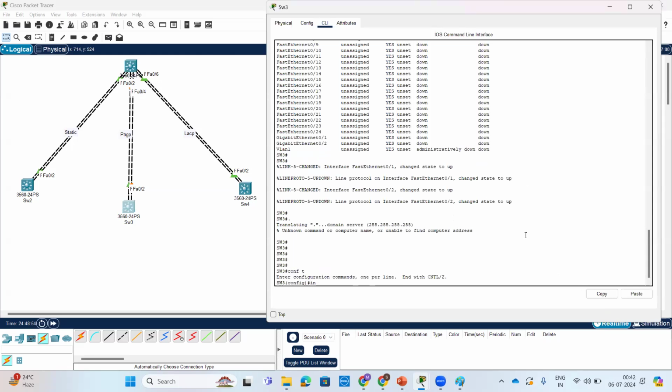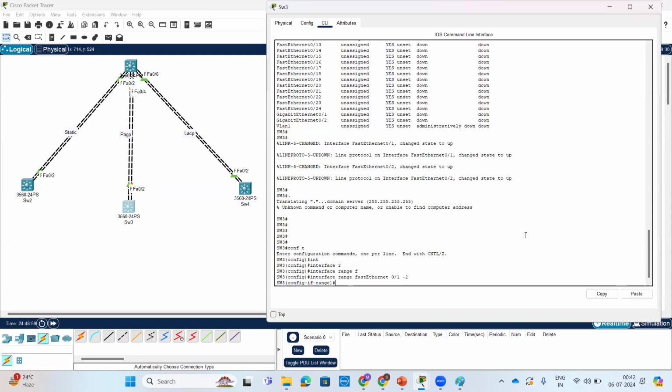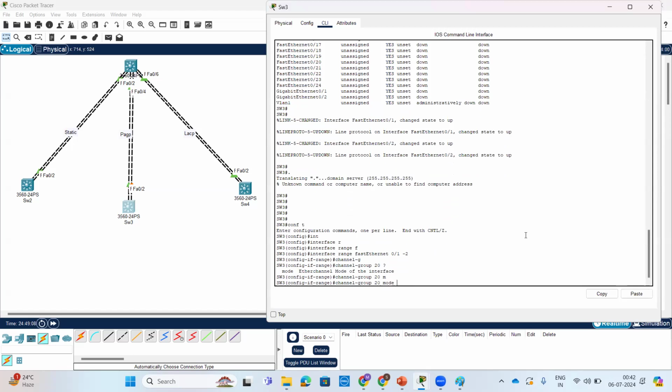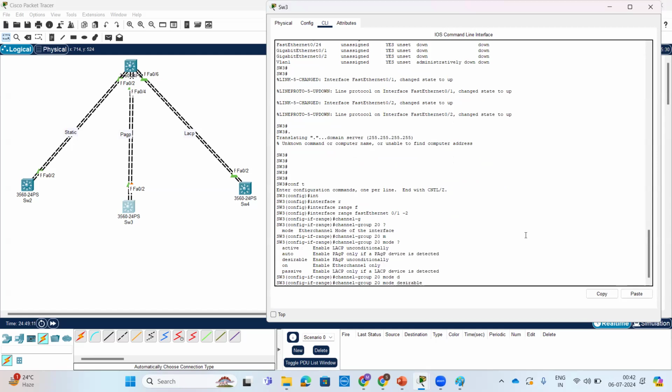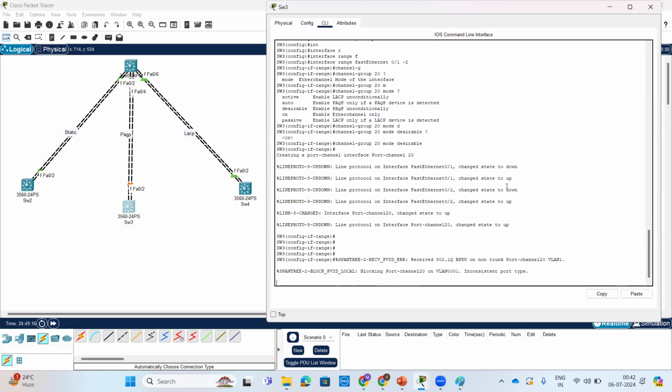Config terminal, interface range fast Ethernet 0/1 to 2. Channel group 20. And here mode is desirable. Once you hit enter, the ports go down, and then the channel comes up. The port channel status is up. Once the port goes down and the port comes up, then the channel comes up. Can verify.